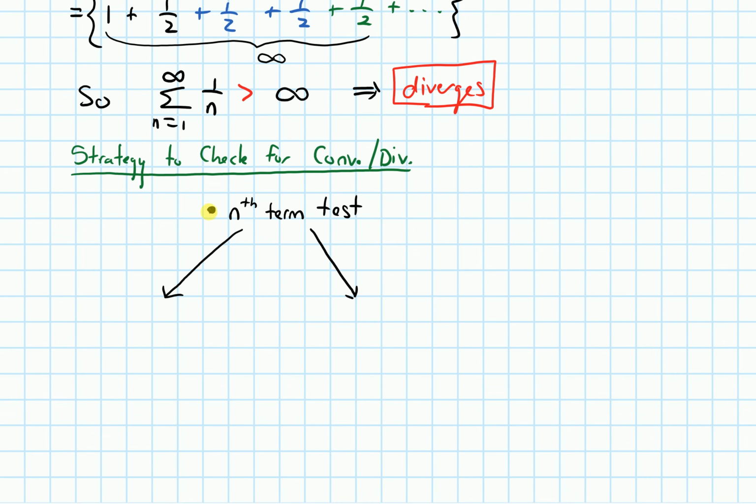So the first thing that I can do is the nth term test. When I do the nth term test, there are two things that could happen. One is the limit as n goes to infinity of a sub n is not equal to 0. If it's not equal to 0, then my series diverges. But on the flip side, if the limit as n goes to infinity of my terms is equal to 0, well, in that situation, I don't know what happens, whether it converges or diverges, at least not right away.